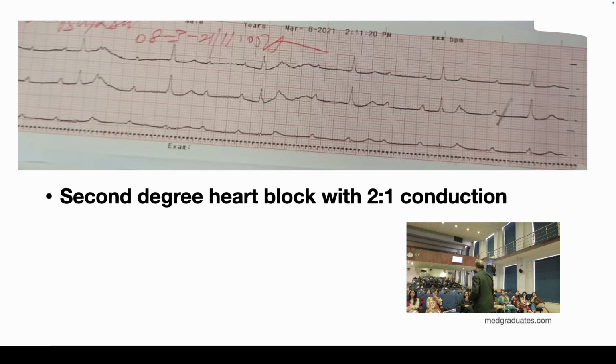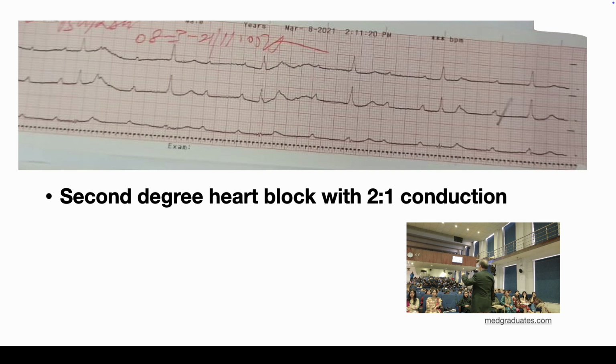There are 2 P waves, 1 QRS complex. It can be 3-1 as well. So this is second degree heart block. It means some of the waves which are generated at the SA node can cross the AV node. In first degree heart block, all cross the AV node. In second degree, some cross, others do not. And in third degree, none of them crosses. So this is the difference between first, second, and third degree heart blocks.